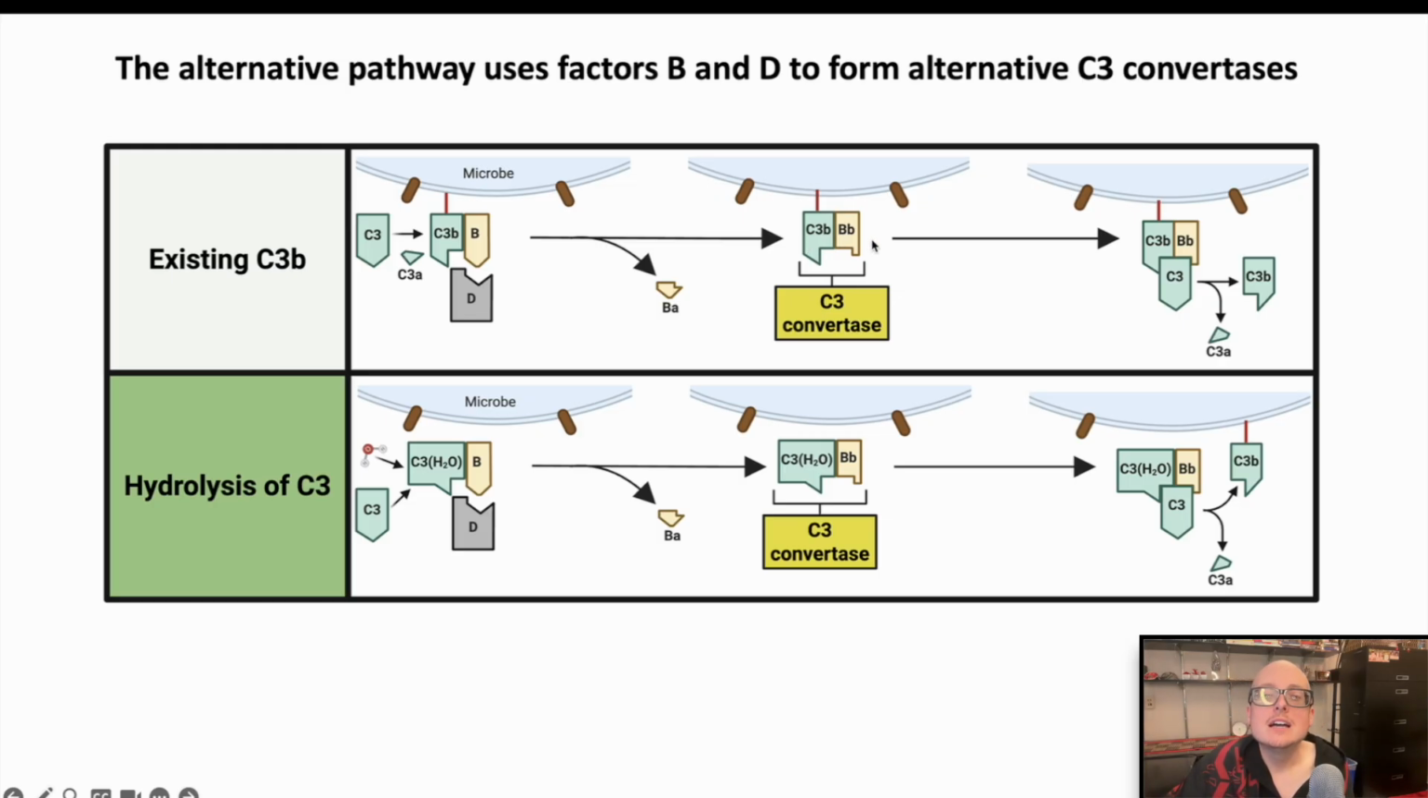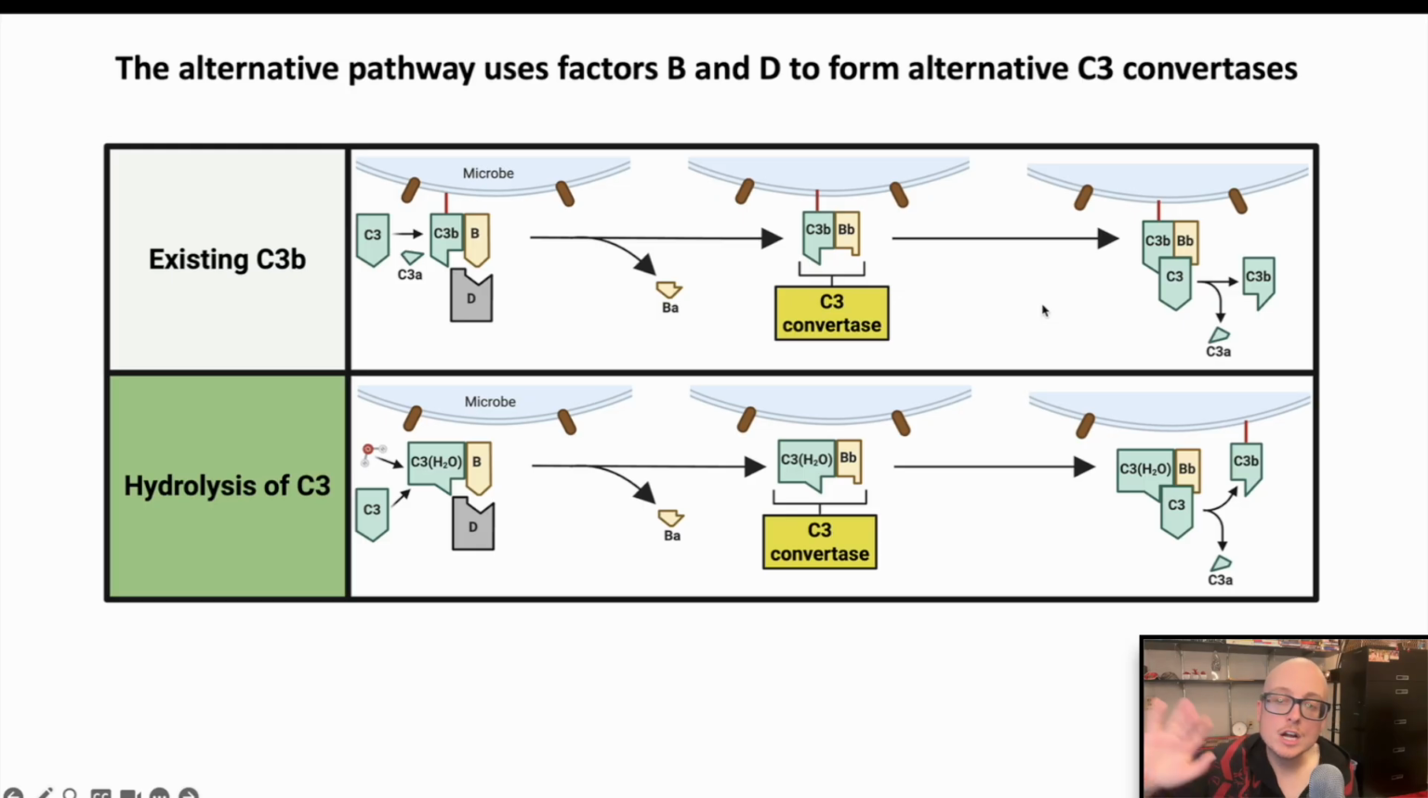C3bBb is now its own protease, and it, in fact, can serve as a C3 convertase. So this molecule serves as one of the possible C3 convertases of the alternative pathway. As a C3 convertase, C3bBb can bind to new, uncleaved molecules of C3 and cleave them, forming new copies of C3b and C3a. And again, we can then use these cleavage products perhaps to make even more complement by restarting this process.